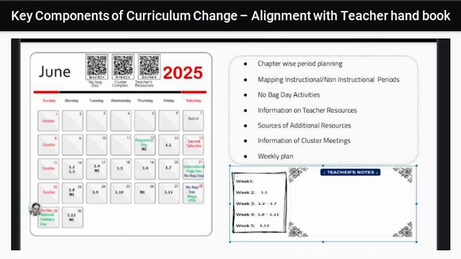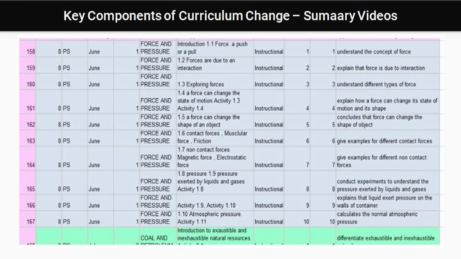So there is no need of writing lesson plans, as well as the diary we can write in the teacher handbook, and we have given some space in the teacher handbook. Not only providing the academic calendar, assessments, as well as the teacher handbook, but we also provide some summary videos for every teacher and for every student for better understanding.